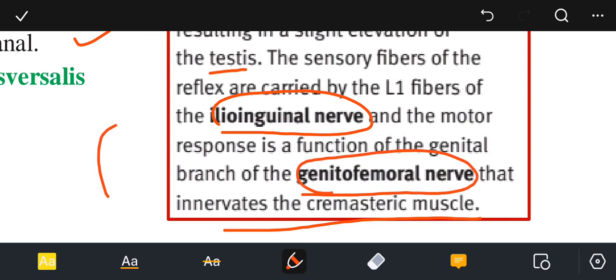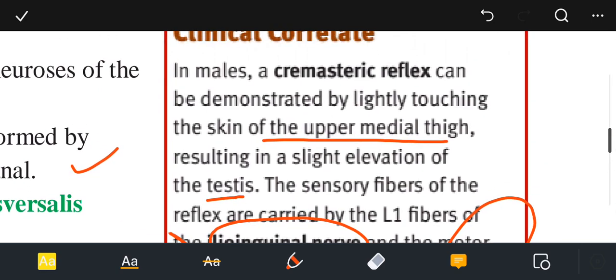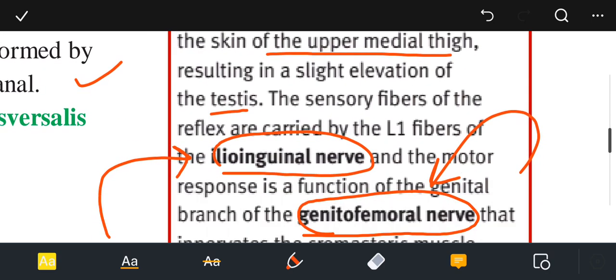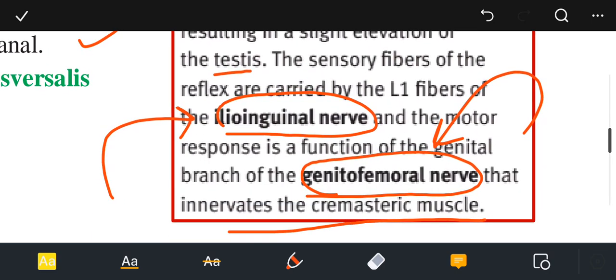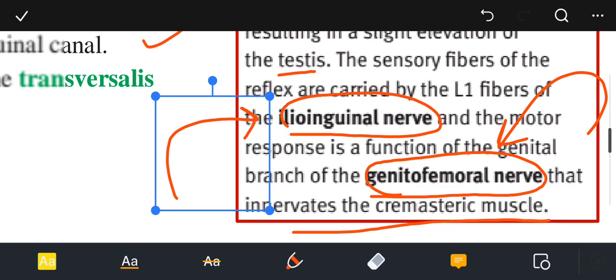So the ilioinguinal nerve is a sensory nerve, while the genitofemoral nerve is a motor nerve in the case of the cremasteric reflex. When we are talking about the cremasteric reflex, the ilioinguinal nerve serves as the sensory component of the reflex, while the genitofemoral nerve innervates the cremasteric muscle to give us the motor component of this reflex.